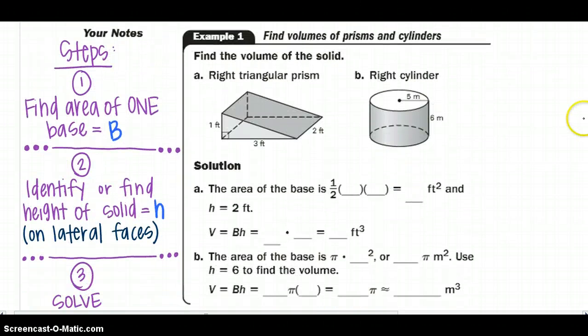All right, find the volume of a prism and cylinder. To the left, I've written down a few steps. One, find the area of one base. Then identify or find the height of the solid, and then solve.